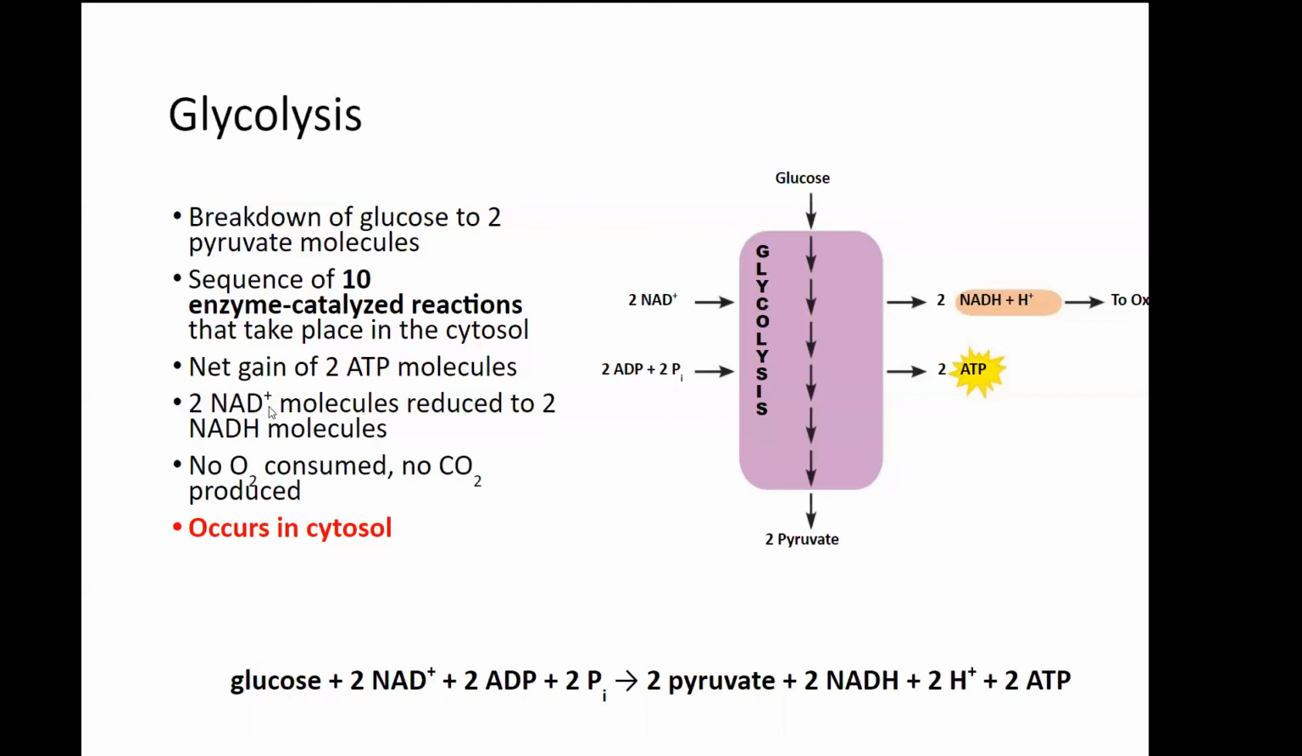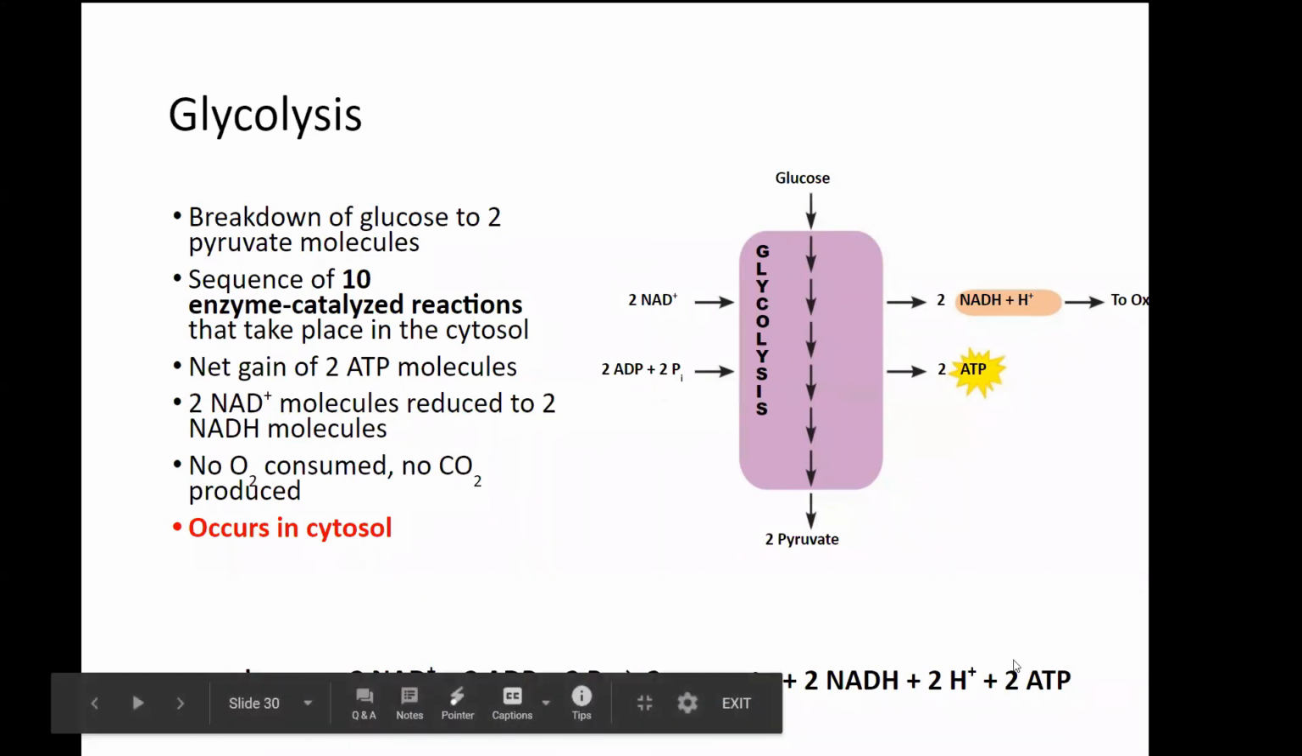Important to keep in mind for later is that we are also going to have our helpers, our electron carriers, NAD and NADH. We're going to see that NAD molecules are reduced to NADH in the process of glycolysis. Now, this doesn't matter to us yet, but this will matter later on in the process. We'll see these again when we talk about the electron transport chain and oxidative phosphorylation.